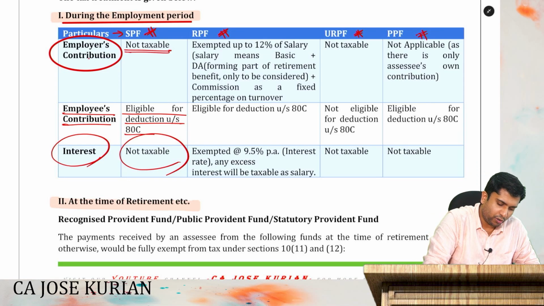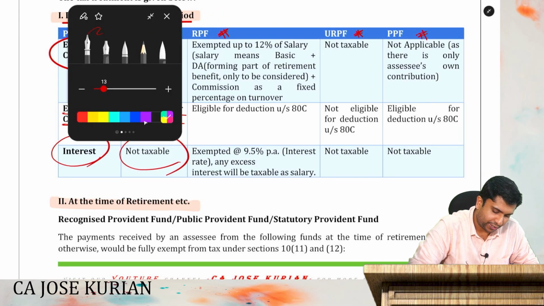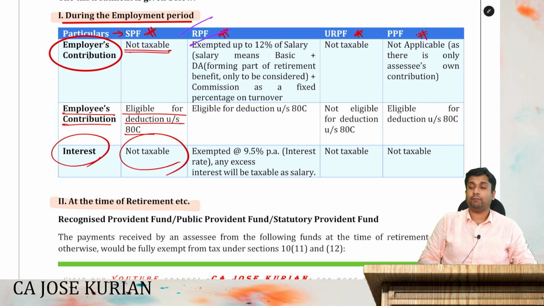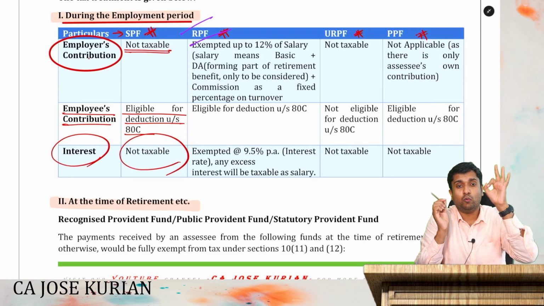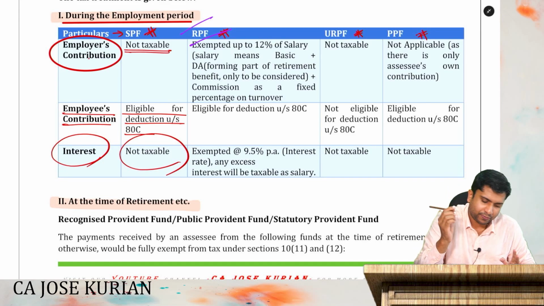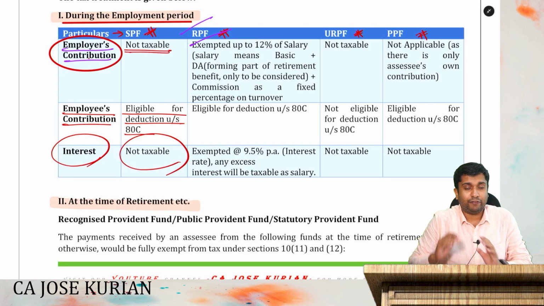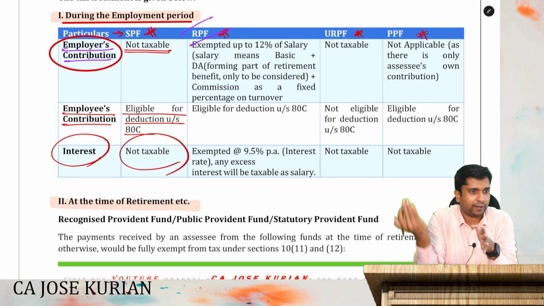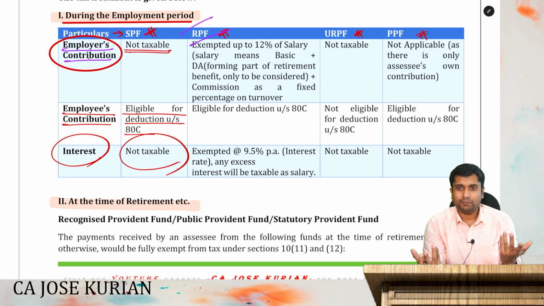Now, moving on to the second point, that is RPF. When you are depositing or contributing an amount to RPF, Recognized Provident Fund, what exactly is the income tax implication? That's what I am about to discuss. Listen to the employer's contribution. So I've told you earlier, when my employer is contributing something to RPF, I am getting an indirect benefit. Yes or no? What is my indirect benefit?